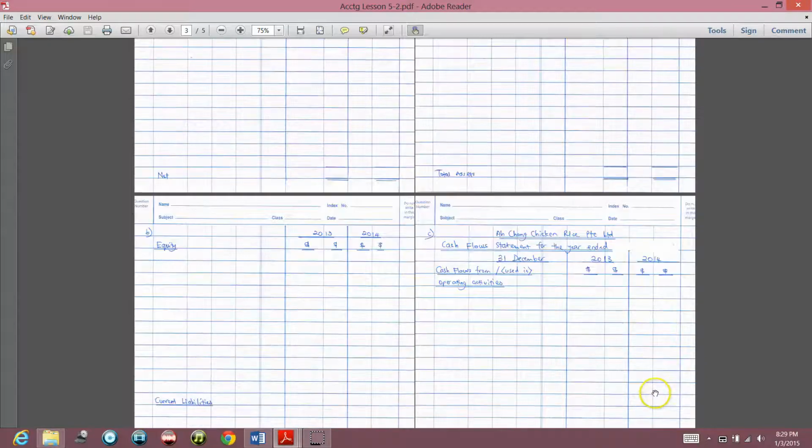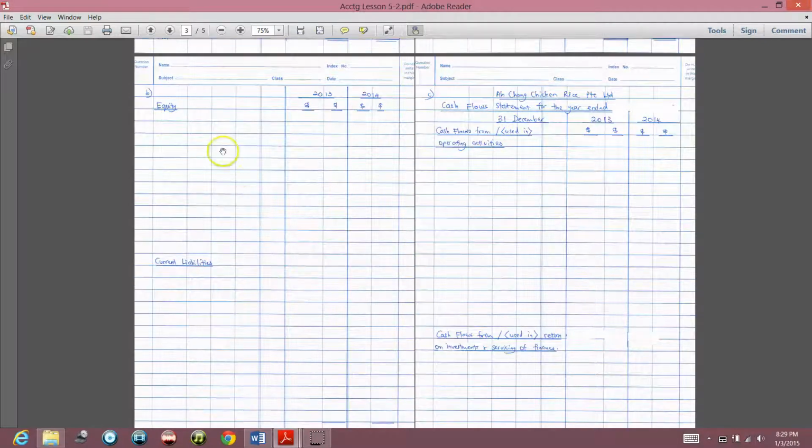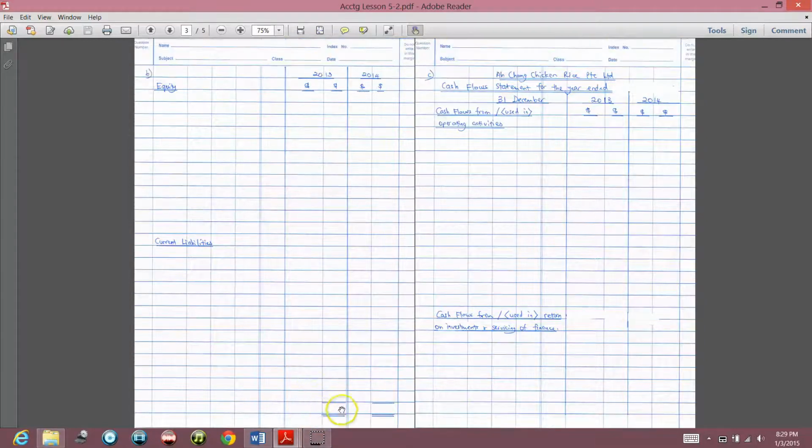Then part B, this is the continuation of your statement of financial position or your balance sheet. On the second piece of paper, I put equity. About half the page, I put here current liability. Equity means shareholders' funds. Equity is the same meaning as shareholders' funds. About half the page, then I put the underline and double underline at the outer column like this.